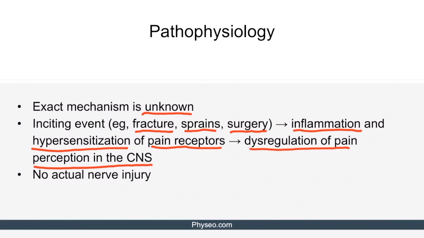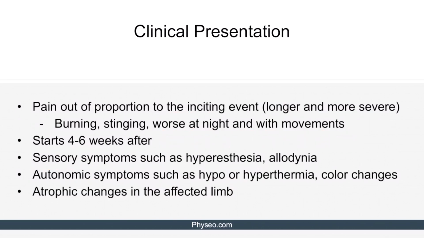Now, it's important to note that in complex regional pain syndrome, there is no acute nerve injury, even though they do have these sensory disturbances, possibly due to trauma. Patients usually present with pain that is out of proportion to the initial event, that proposed traumatic event that we were discussing before.